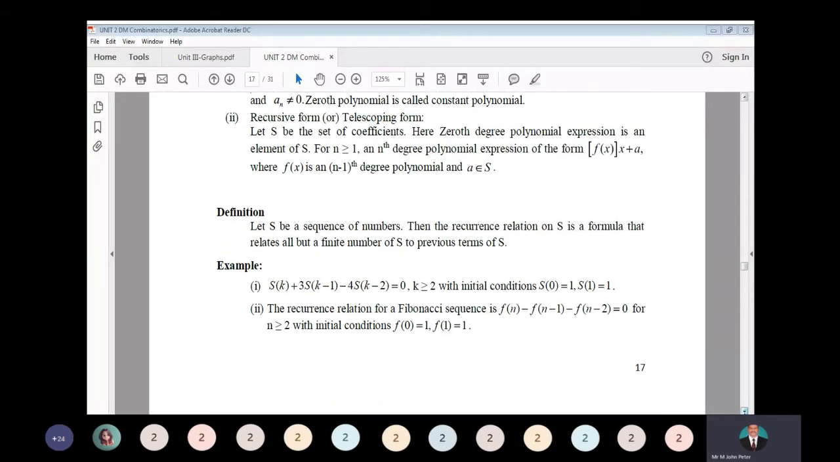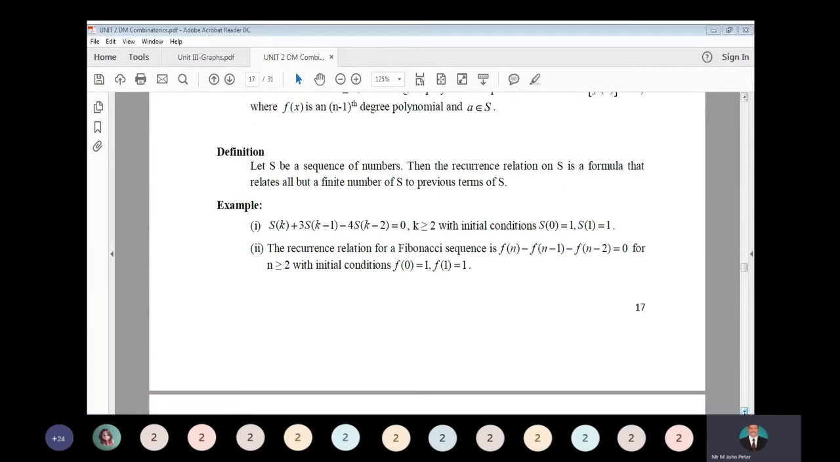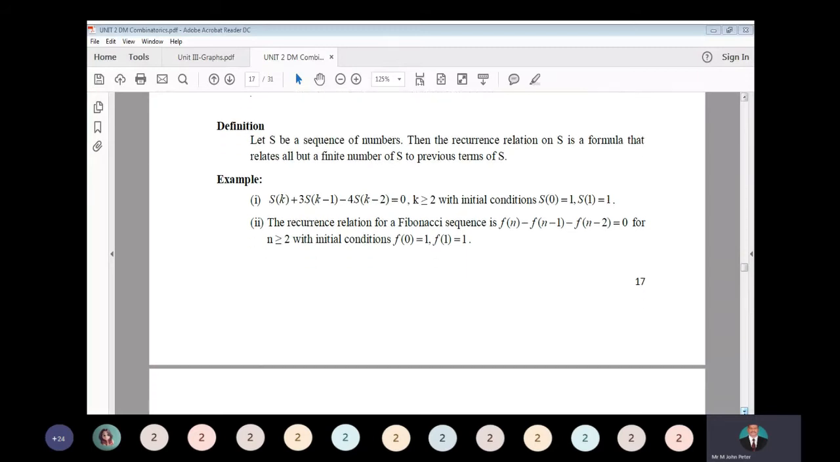The definition: let S be a sequence of numbers, then a recurrence relation on S is a formula that relates all but a finite number of terms of S to the previous terms of S. Example: S(k) + 3S(k-1) - 4S(k-2) = 0, where k is greater than or equal to 2, with initial conditions S(0) = 1 and S(1) = 1.